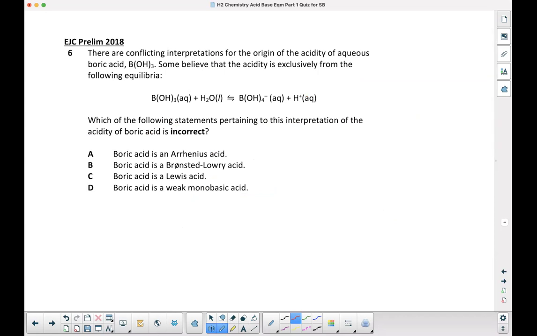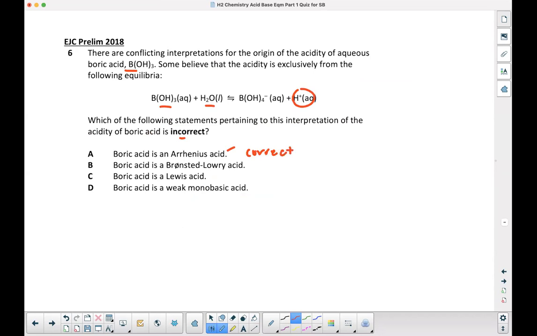Okay, there are conflicting interpretations of the origin of the acidity of aqueous boric acid. Which of the following statements pertaining to this interpretation is incorrect? So boric acid is an acid, one that dissociates to give out H plus in water. So did this give out H plus in water? In water, it gave out H plus. Can you see that? So saying it is an acid is still correct.